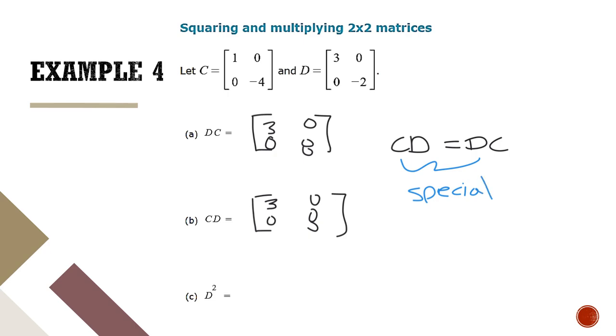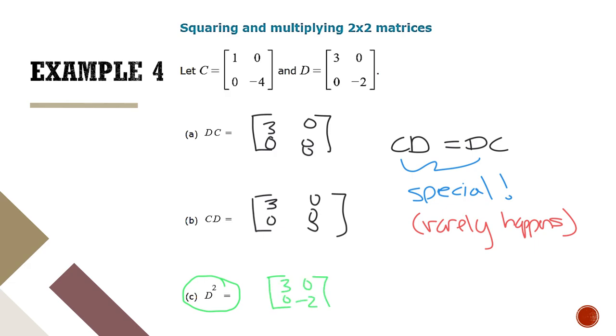This is a special situation. It will rarely happen. So we'll talk about more when this actually happens and why that is very special. So we'll get into that. And now the last thing is just saying what is D squared? Well, that is just taking matrix D, 3, 0, 0, negative 2, and multiplying it by itself.